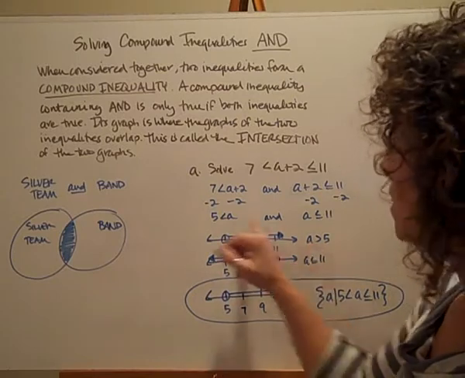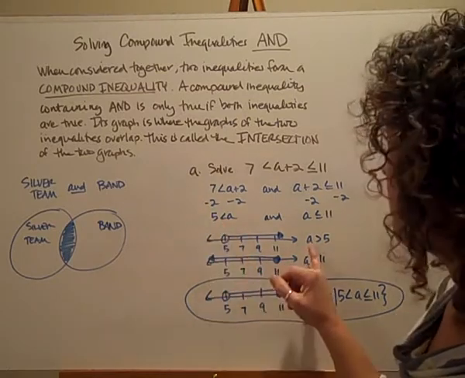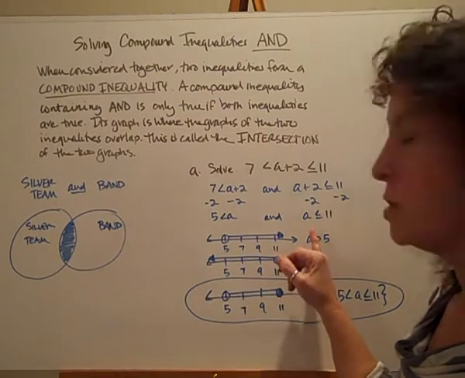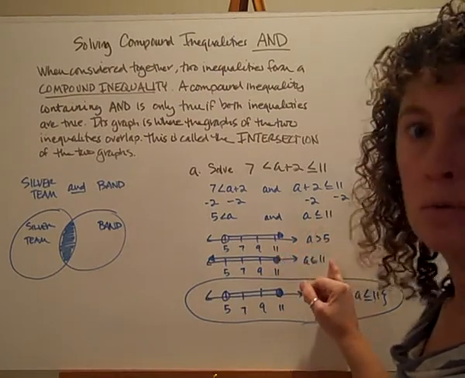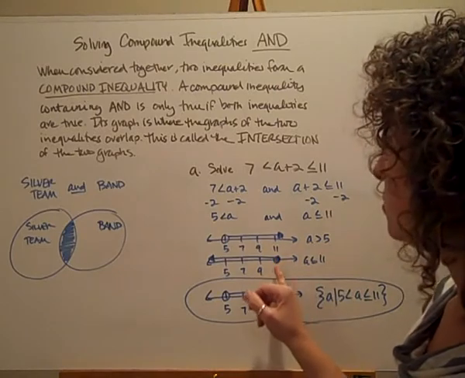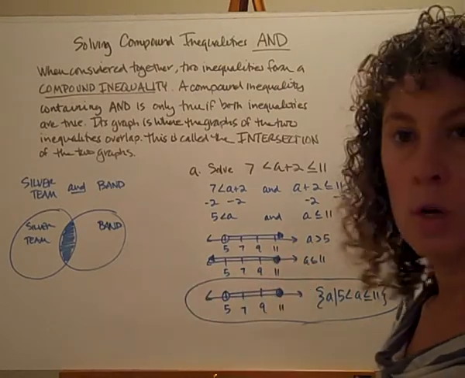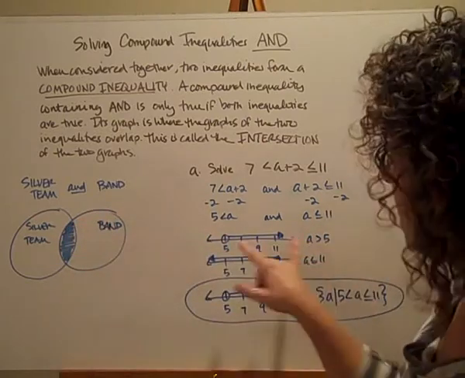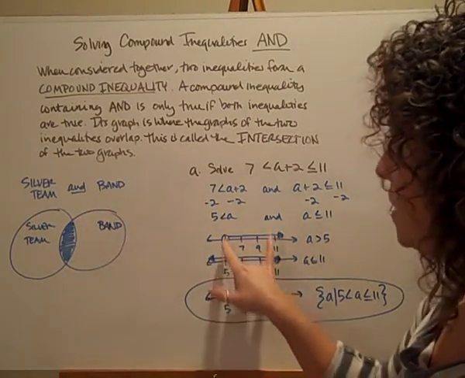So my a is greater than 5, which is just this one switched around. A is greater than 5. I've got an open circle on the 5, and my solution set is going to the right. A is less than or equal to 11. I have 11 as my boundary, solid circle, my solution set going to the left. So I'm looking to see where these two overlap, where they intersect. And where they intersect is here at 5.